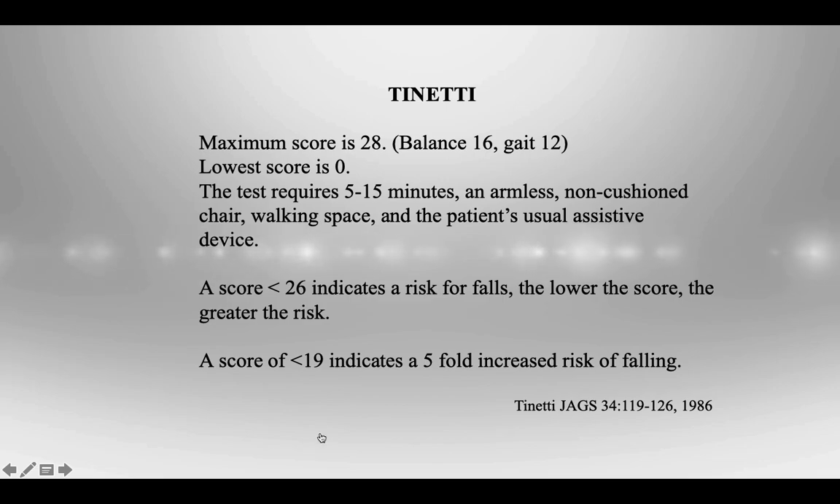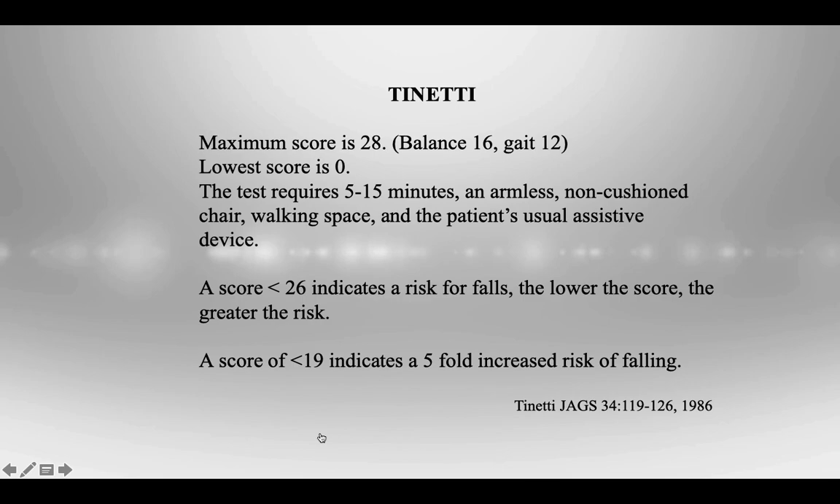Maximum score for the balance plus gait combined is 28, lowest score is 0. The test requires just 5 to 15 minutes, an armless non cushioned chair, a walking space, and the patient's visual assistive device. That's really important. If your patient is walking with a cane, with a crutch, with a walker, you should check the patient with and without assistive devices. This all I have emphasized in the previous video also.